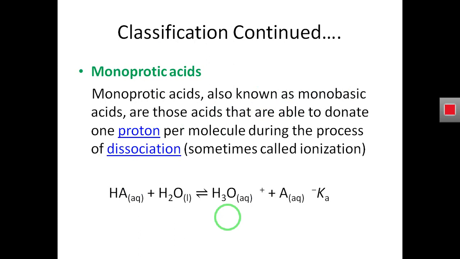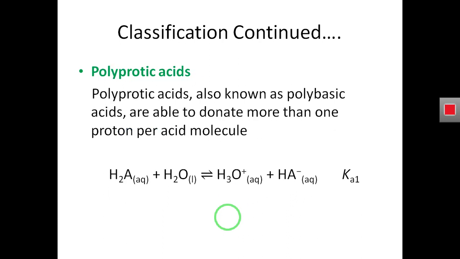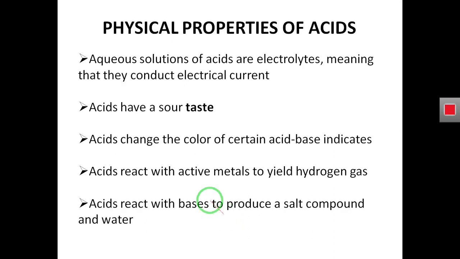And acids are also classified on the basis of the number of protons that they donate to a base. So all those acids that donate a single proton to another base are called monoprotic acids. However, all those acids that can donate more than one proton are termed polyprotic acids. Now we will understand the physical and chemical properties of acids.